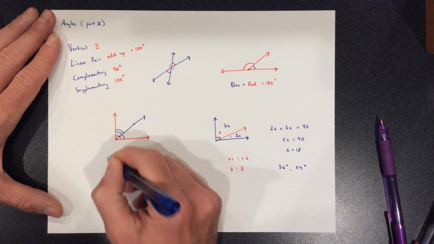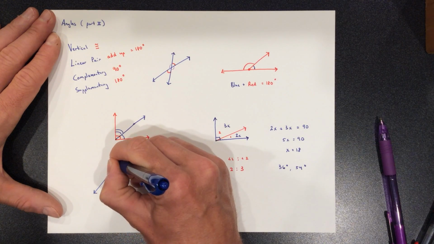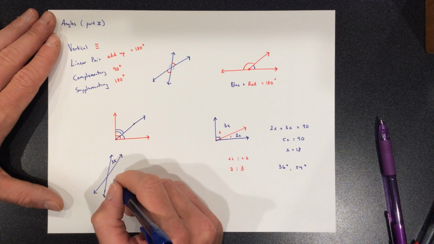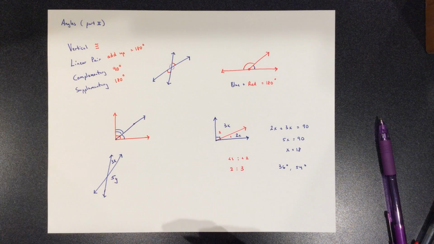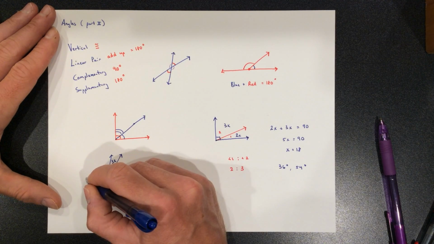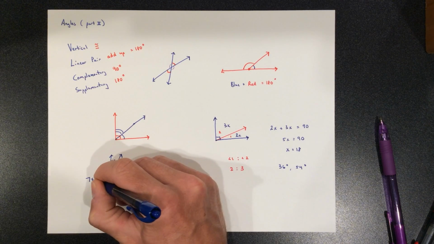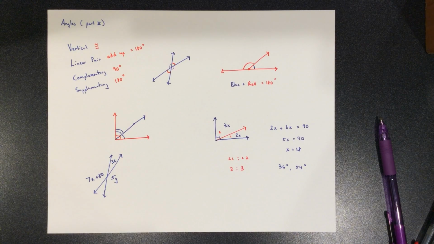Okay, so pretend those are straight lines. And let's say this is 3x. And this is 5y. Okay. And what we also know is that this is 7x plus 80. Will that work? Yeah, that'll work. Okay, so let's say we know this. Okay, what are you going to do here?